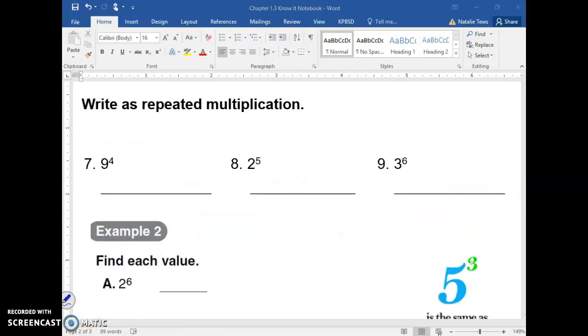Okay, so now we have 9 to the fourth power, and we're going to do it as repeated multiplication. So my 9 is my base, so that's the number that's going to get repeated. So I'm going to have 9 times 9 times 9 times 9. Notice that the 9 is my base, so that's the number that gets repeated. The 4 tells me how many 9s I'm going to repeat. Okay, go ahead and do 8 and 9 on your own, and then we'll check it on the board.